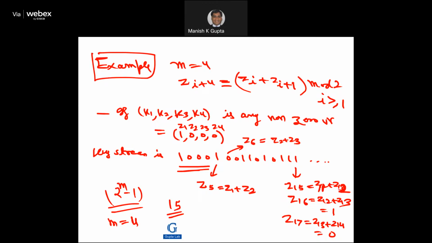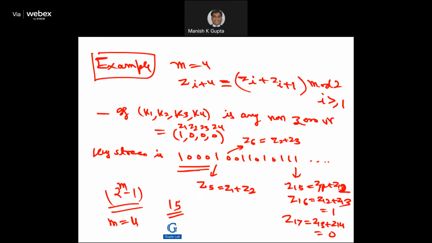Then the next one again from that formula, you can compute. This is Z6. And Z6 is the sum of Z2 plus Z3. So Z2 is 0 and Z3 is 0. So 0 plus 0 is 0. And like that you can generate. Got it? Similarly, this is Z15, you can compute Z16, Z17. This is a fairly straightforward thing.